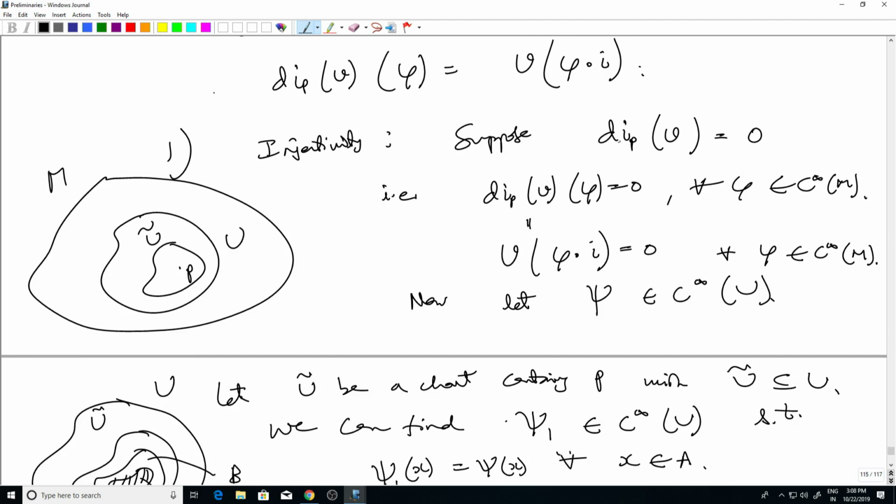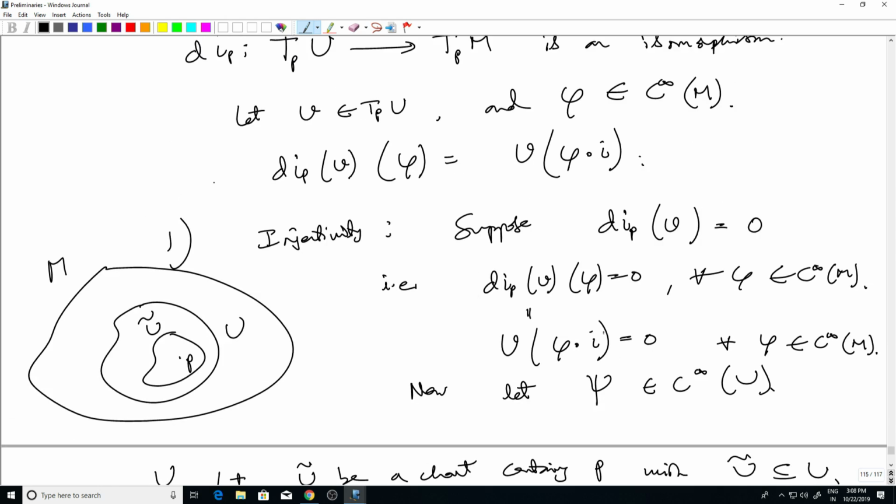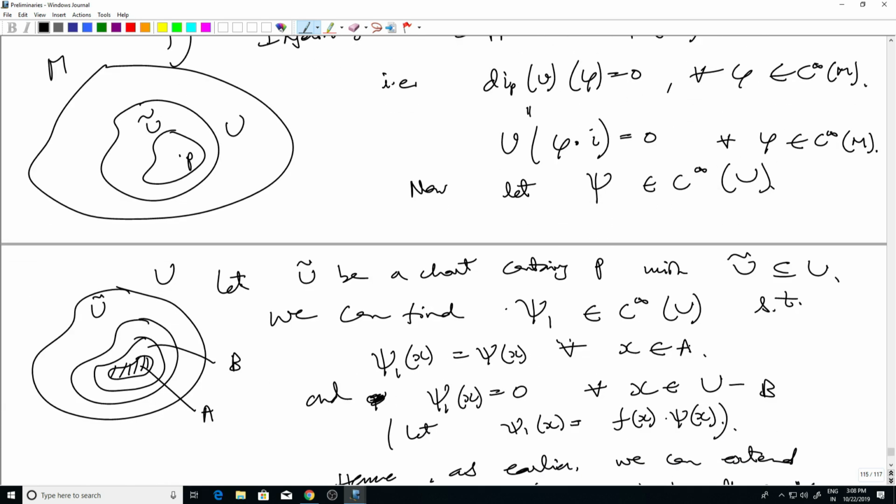And I start with the vectors such that di_p V is 0. This by definition means that for all C infinity functions on M, V of the function composed with i is 0. So as I said earlier, this amounts to saying that the action of this vector, so we want to prove that this derivation V is 0. That would amount to saying that V of any C infinity function on U should be 0.